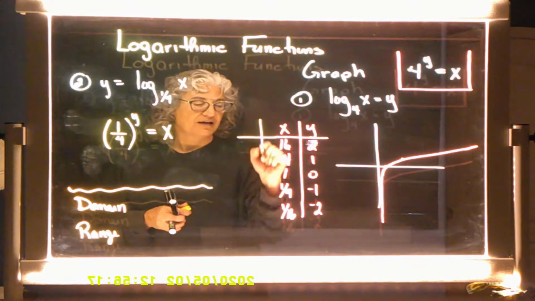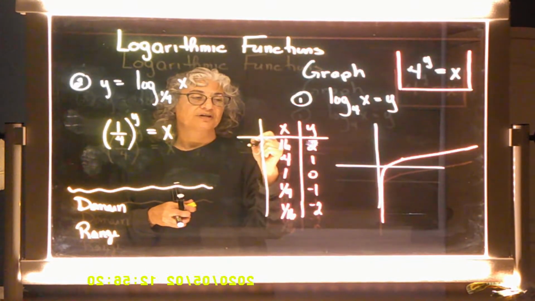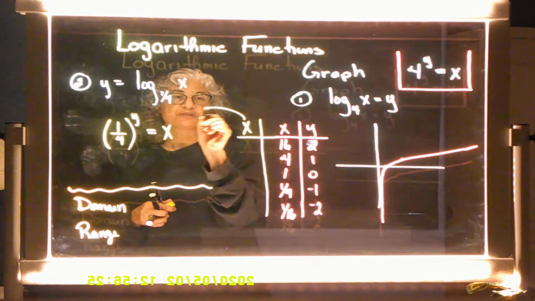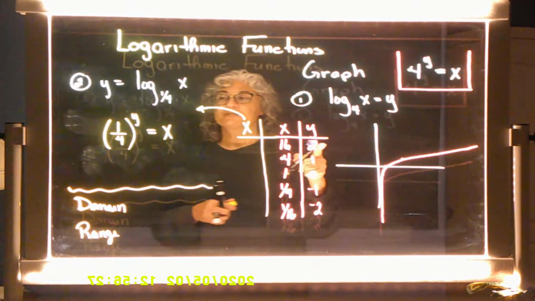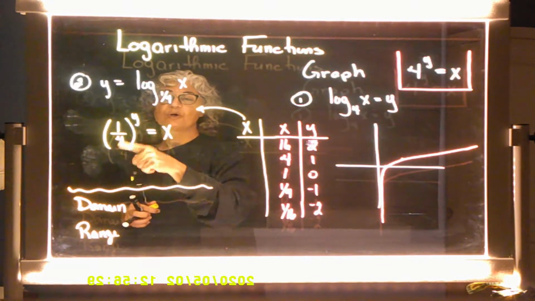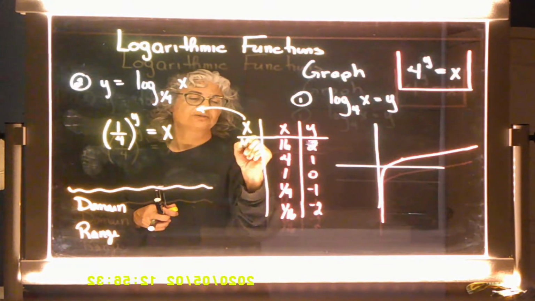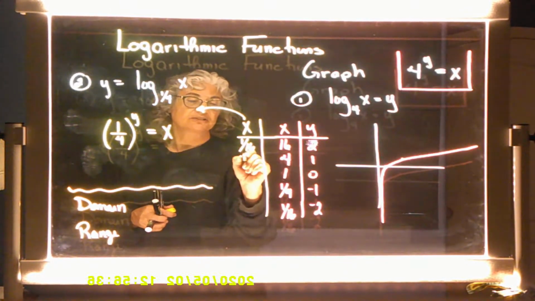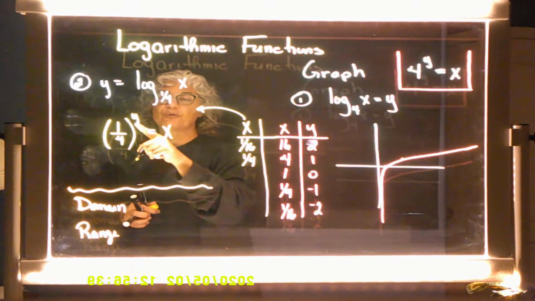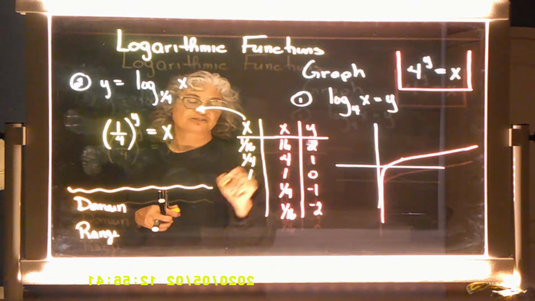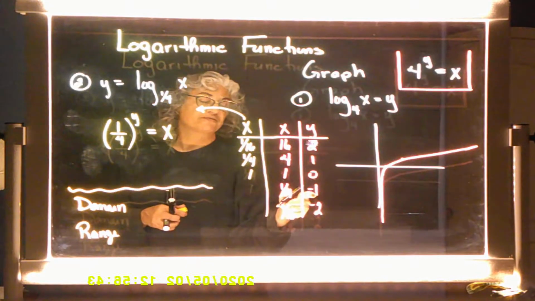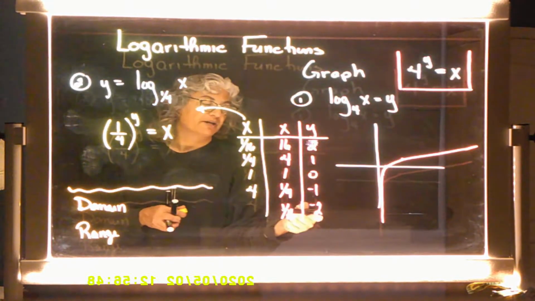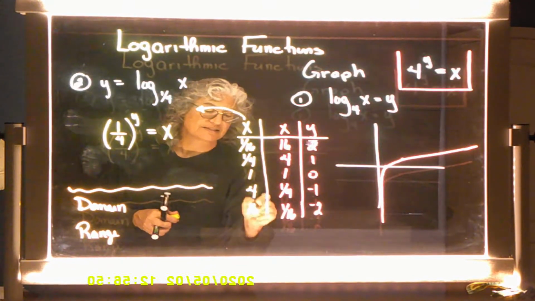Wonderful. So I am going to use the same y values, and now I have new x's for this problem. Okay? So I'm still going to plug in 2. So 1/4 to the second. Good, that's 1/16. 1/4 to the power of 1. Good, that's still 1/4. 1/4 to the power of 0. That's still 1. 1/4 to the power of -1. Good, that's 4. And then 1/4 to the power of -2 is 16.